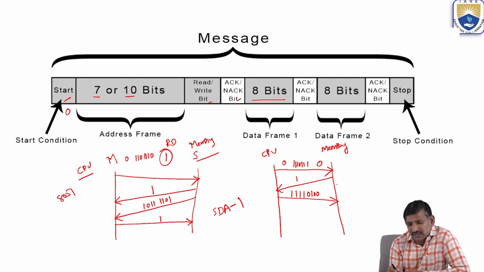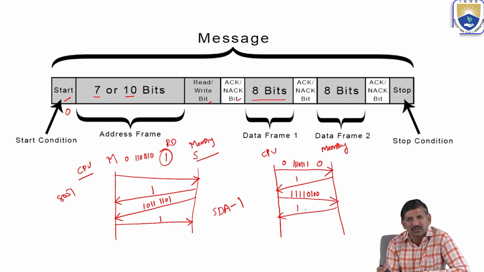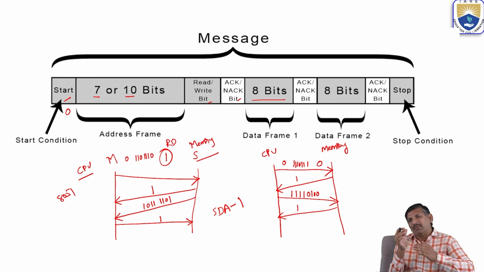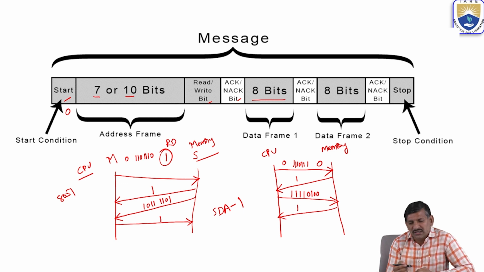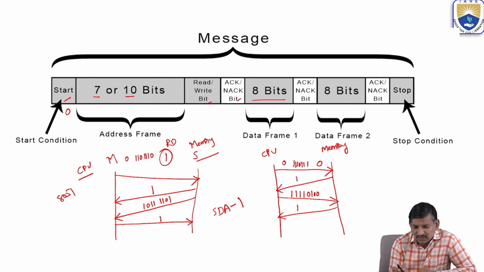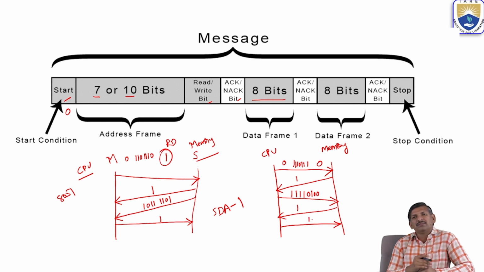After receiving the data, the memory device sends an acknowledgement. It says, okay, I received the data properly. It will send the acknowledgement bit, that is 1, if it is receiving properly. If it is not receiving properly, it will send 0, a negative acknowledgement. So like this, the CPU stores the result in the memory device by using inter-integrated circuit communication. After completion of the operation, the CPU sends the stop of the frame, that value is 1.